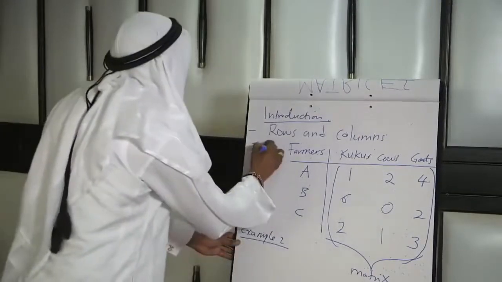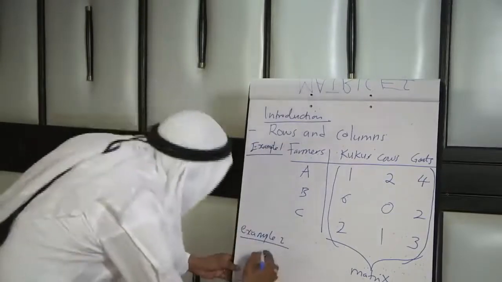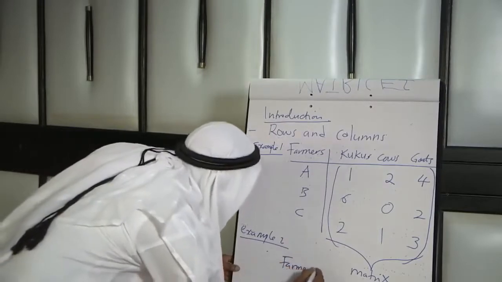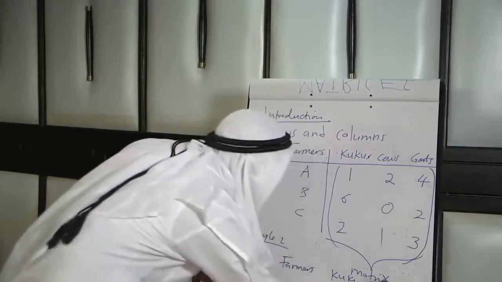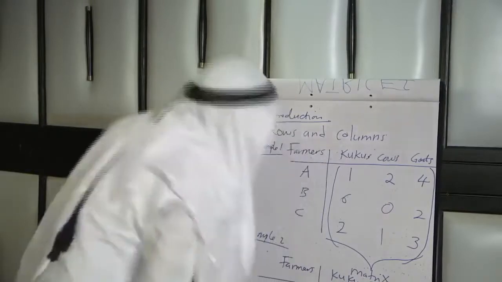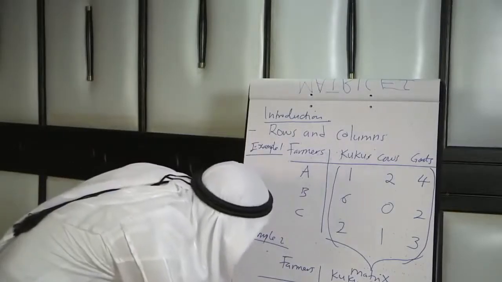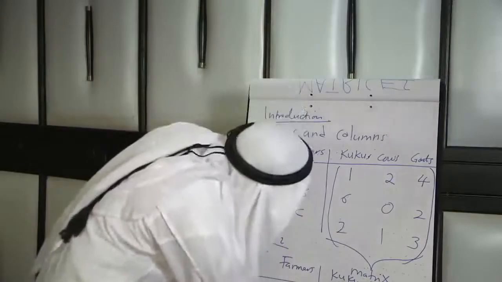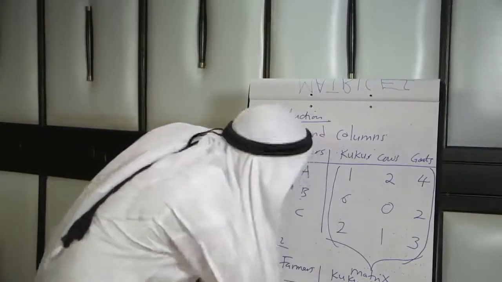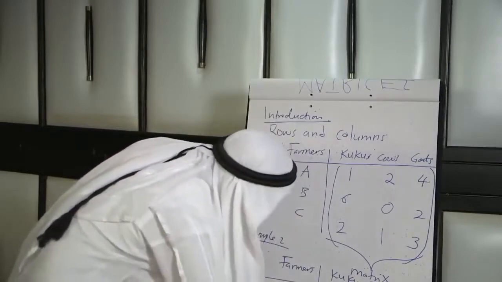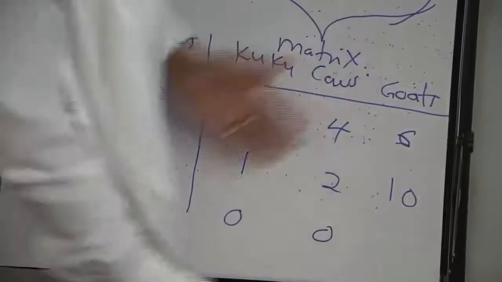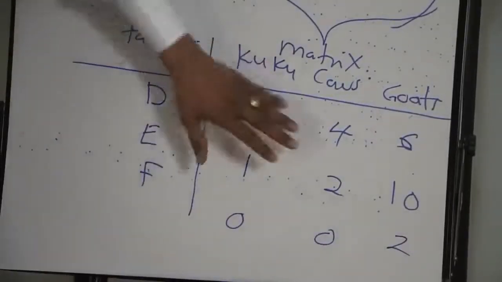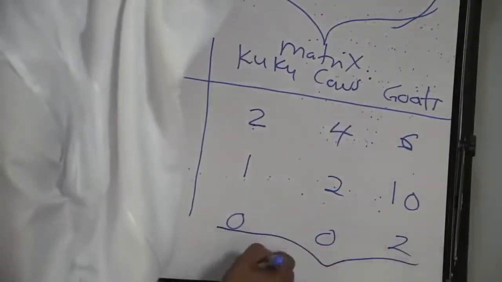Suppose we have another example, example 2. This is example 1. Suppose we have again the farmers, and then again we have the cuckoo, the cows, and the goats. So here we can have farmer D, farmer E, and farmer F. Farmer D has 2 cuckoo, 4 cows, 6 goats. Farmer E has 1 cuckoo, 2 cows, 10 goats. Farmer F has 0 cuckoo, 0 cows, and 2 goats. This is also called a matrix.